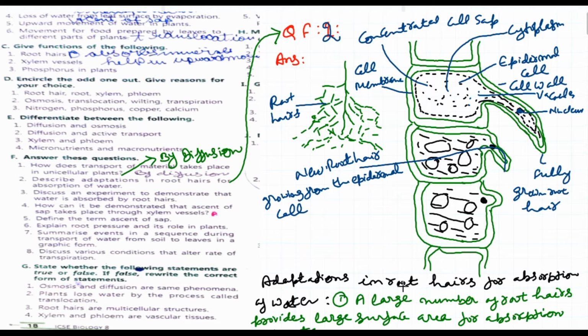The first adaptation would be a large number of root hairs. Here a large number of root hairs are there. A large number of root hairs provides a larger surface area for absorption of water. You have to write 'absorption of water' here, right? First adaptation. Next one is number 2.